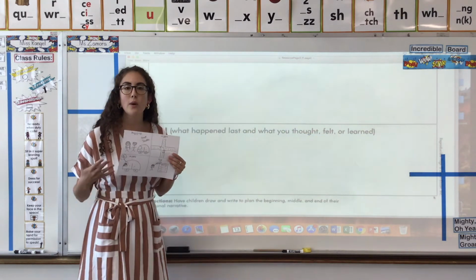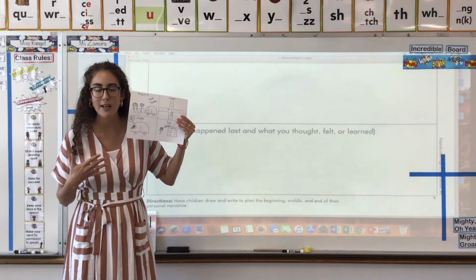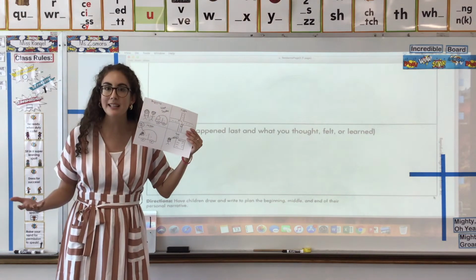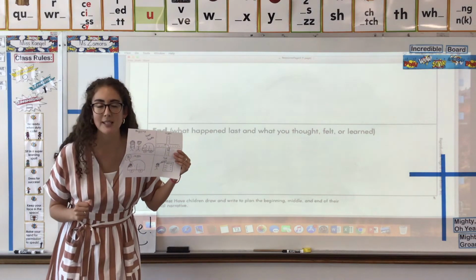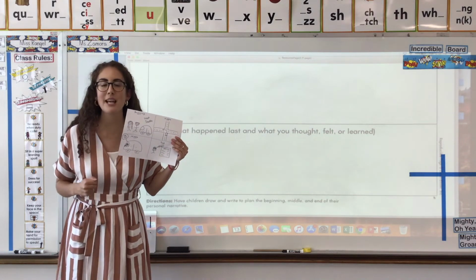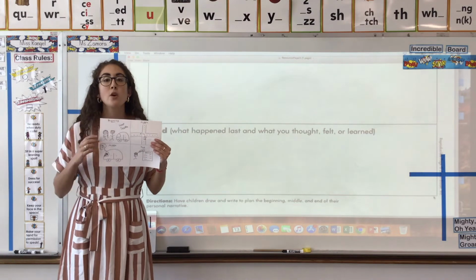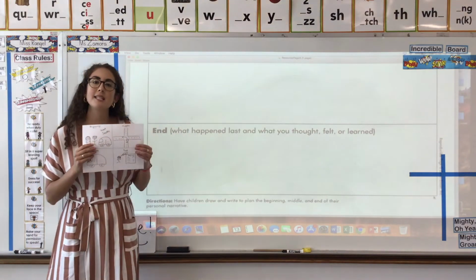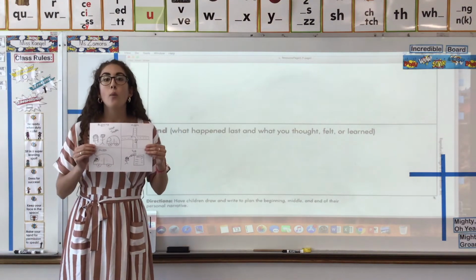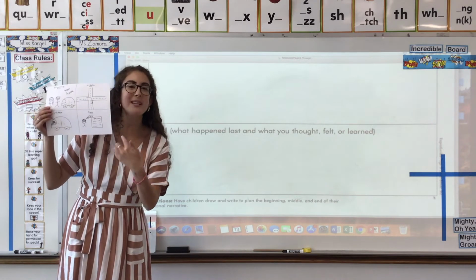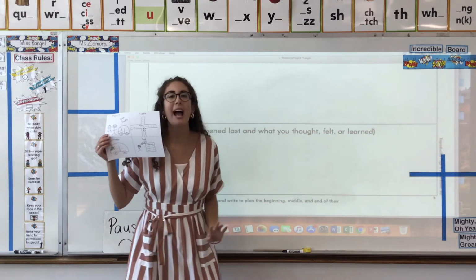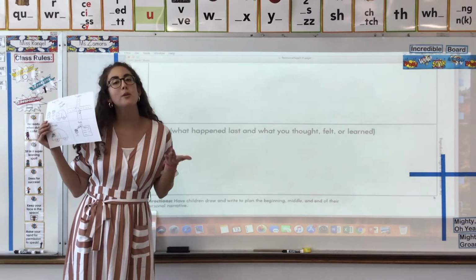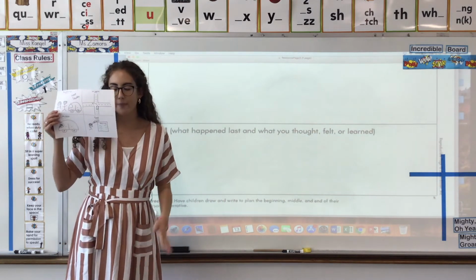So many of you, when you were talking about your storyboard, you were telling me your feelings, how this event made you feel, which is perfect. We want to include those in our personal narrative. So we are going to write 2 sentences for our ending. One, we're going to talk about what was the last thing that happened, and 2, we're going to talk about how did you feel? What did you think about at the end of your story?